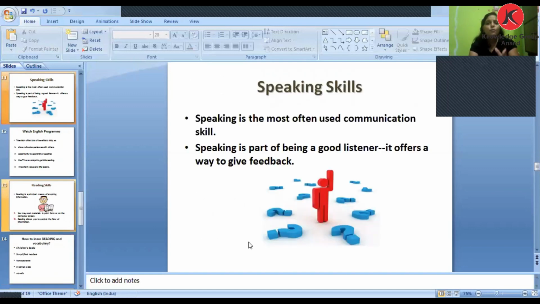Now, speaking is the most often used communication skill. If you know listening, then it will come to speaking. Speaking is part of being a good listener. I told you earlier, if you are a good listener, then you can be a fluent, correct and good speaker, and it offers good feedback, right? Now, how will you speak?